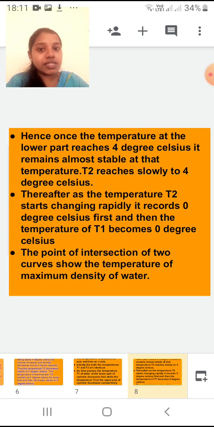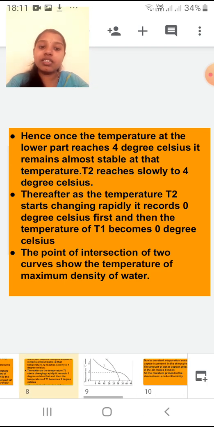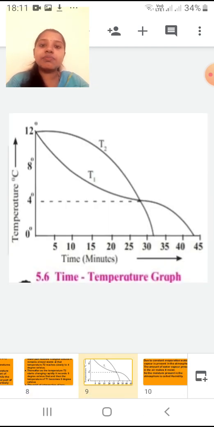So as I have stated in the last presentation, the maximum density of the water is at the temperature of 4 degrees Celsius. I hope it is clear to you. Okay. We will see the curves. See, this is my graph. I'll explain the graph to you.